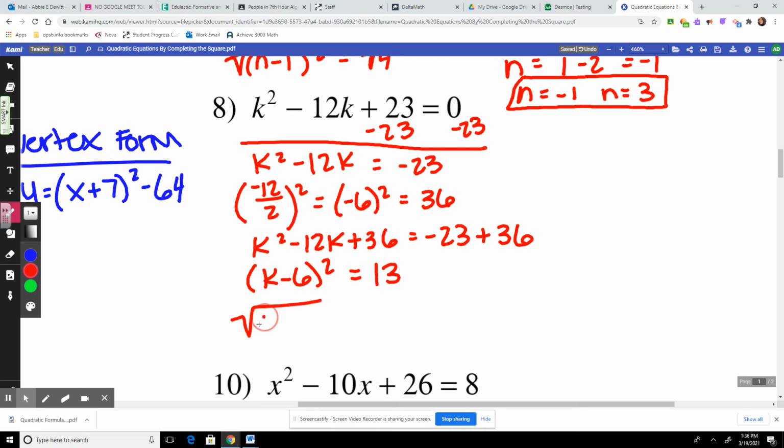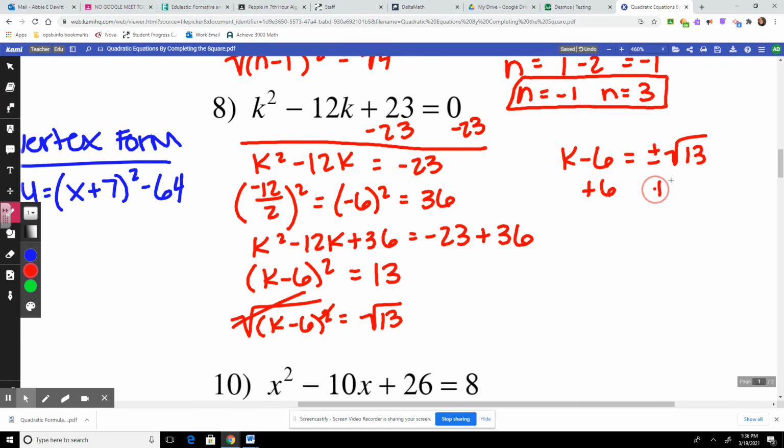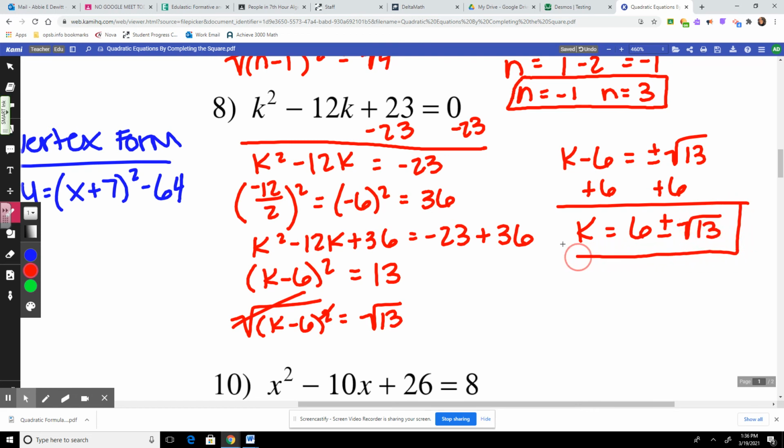Take the square root of k minus 6 squared, square root of 13. Square root and square cancels, leaves you with k minus 6 equals positive negative the root of 13, because the root of 13 is not a perfect root. Add 6 to both sides, and you get k equals 6 plus minus the root of 13. So your two solutions are 6 plus the root of 13, 6 minus the root of 13.